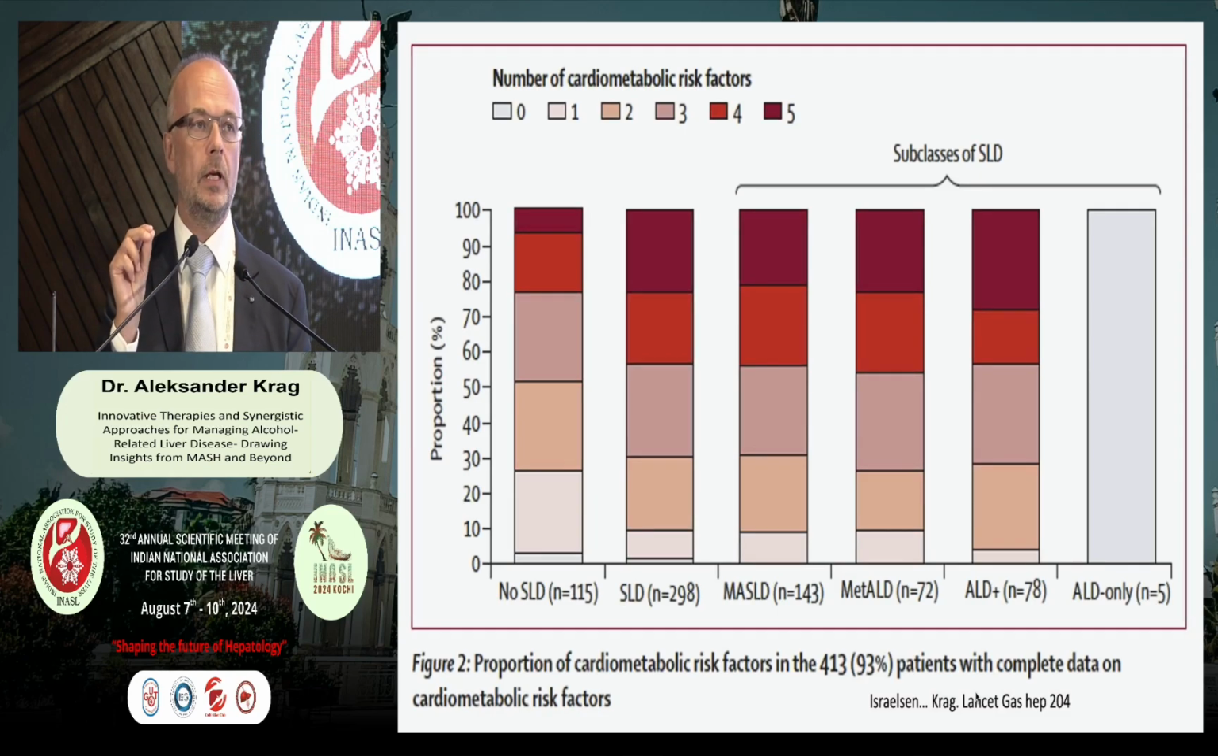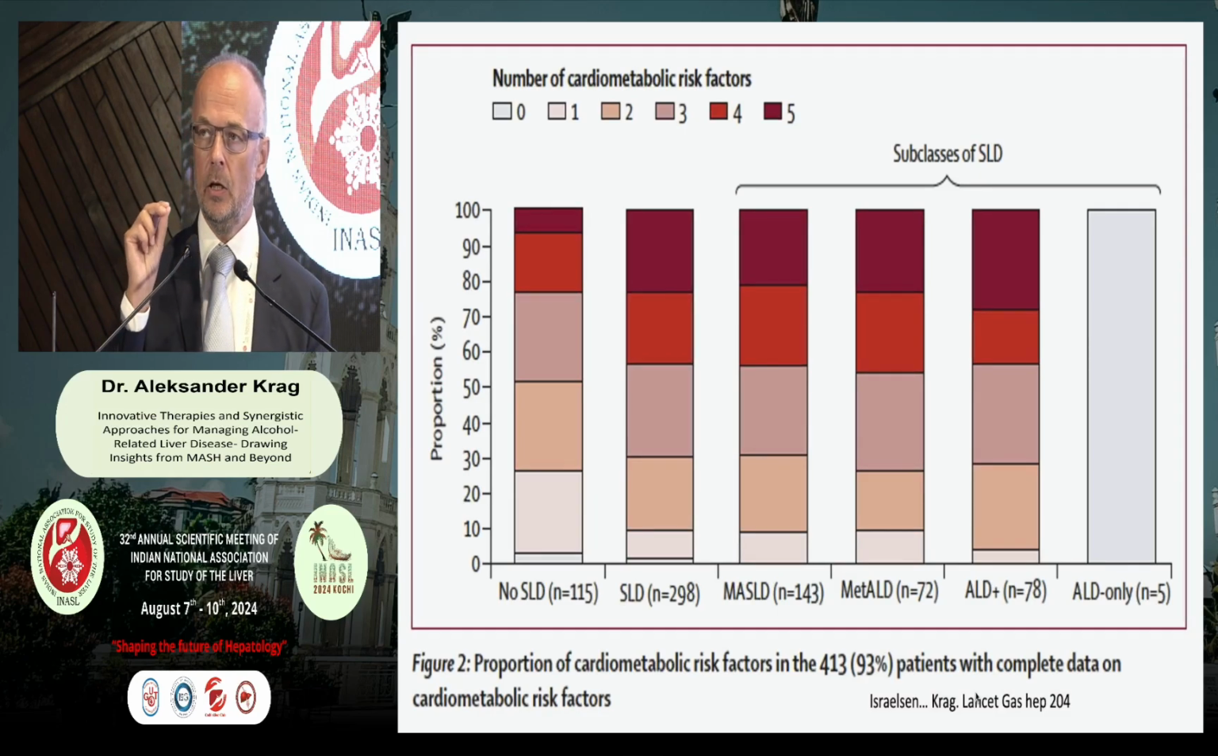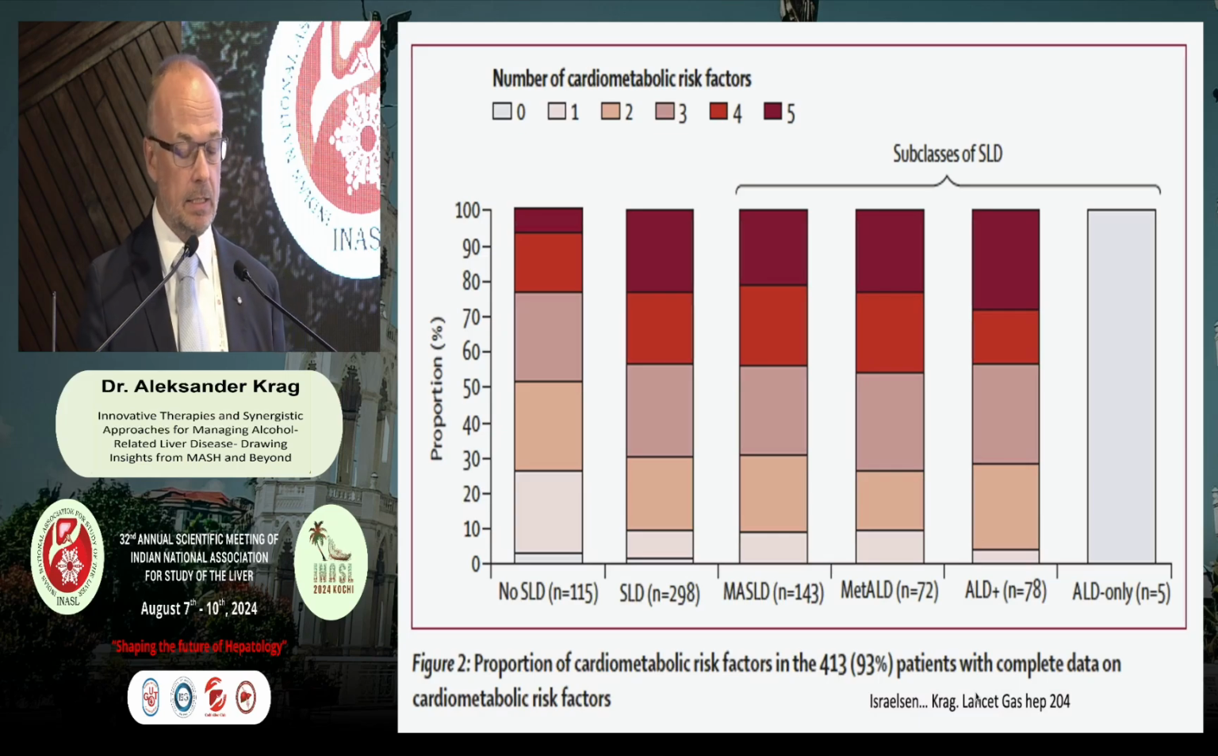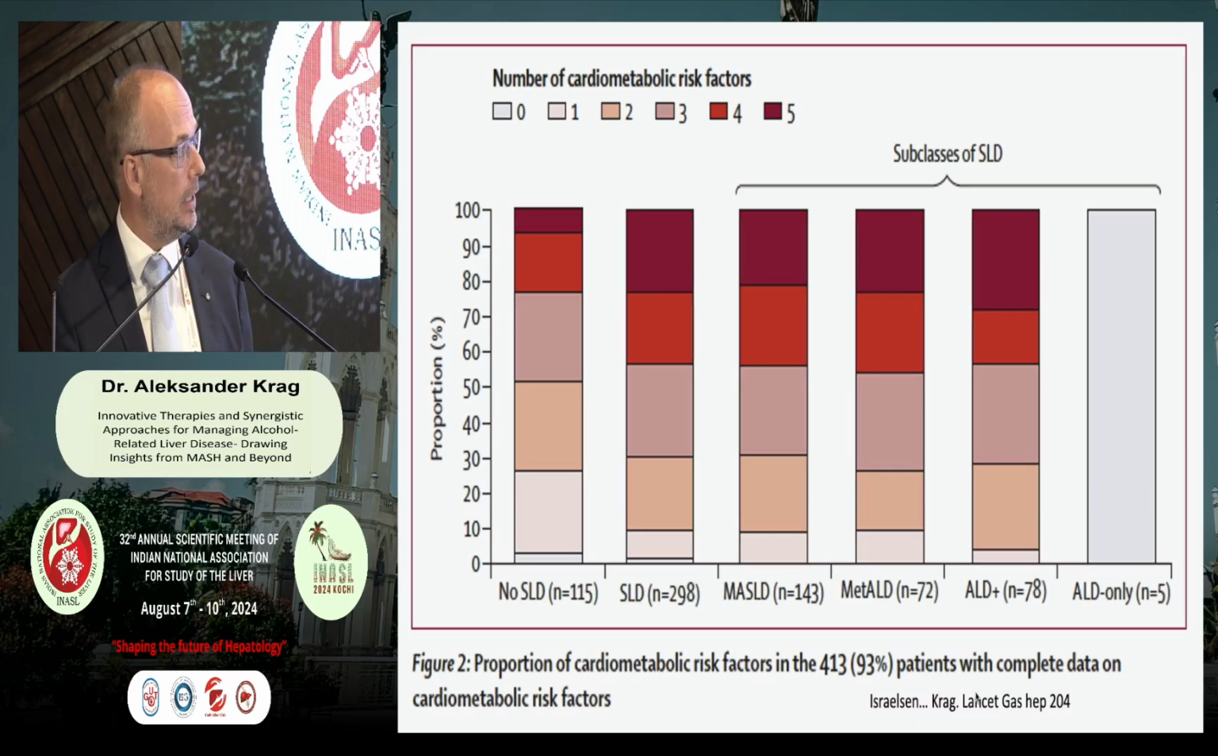Another important thing I think we learned in this study, which I think we probably ignored for quite a while in alcohol-related liver disease, is associations with cardiometabolic risk factors. Again, same study. If we just take here to the left, that's the patients without SLD and those with SLD. Take the group with SLD. This is the proportion with 0, 1, 2, 3, or 4 cardiometabolic risk factors.